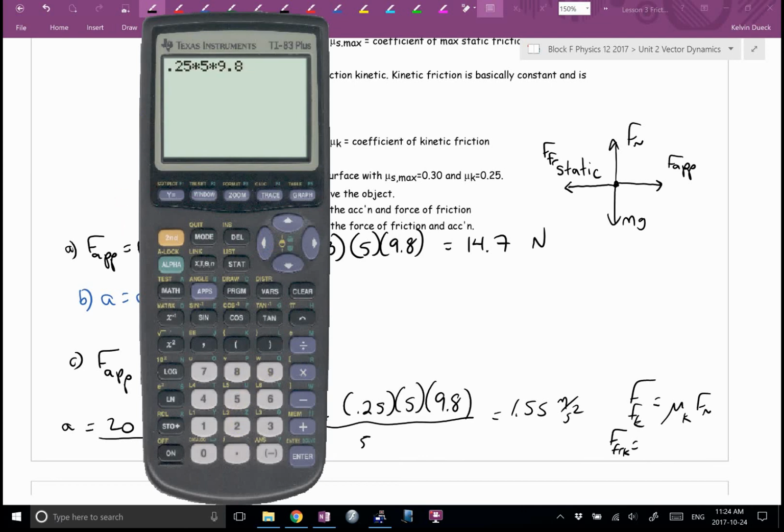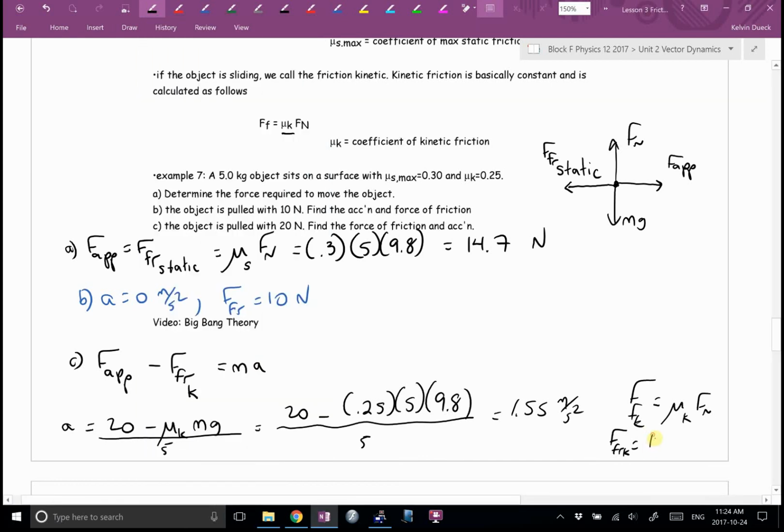So to get this thing moving, I had to pull with how many newtons of force? 14.7. To keep it moving at a constant speed, how many newtons of force? And that's what explains why when you're moving something that's really heavy, getting it moving is tougher, keeping it moving is slightly easier, because there's two different coefficients of friction. Now, I'm not going to do a big song and dance about that on a quiz or a test. There is, I think, 1 or 2 questions in the homework that are talking about the difference, okay?